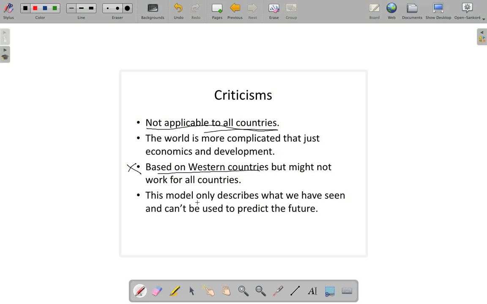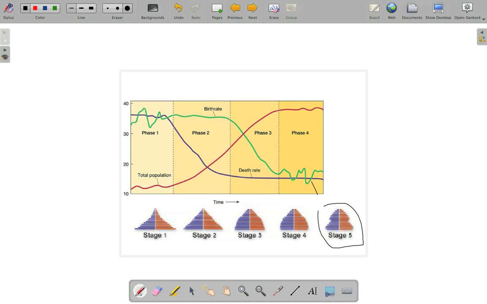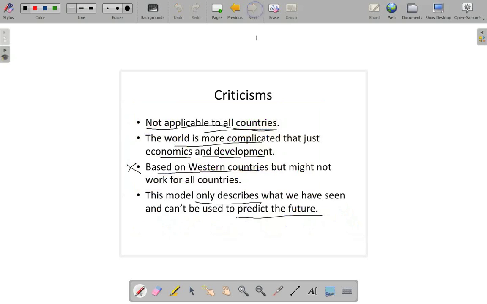It's, again, descriptive. It only describes, it cannot be used to predict the future, right? And also, the world is more complicated than just economics driving development. There could be other things, like we said, possibly like in the previous graph in stage 5. In this one, there could be wars or natural disasters, things like that, that could cause a dip in population. But this is the demographic transition model.